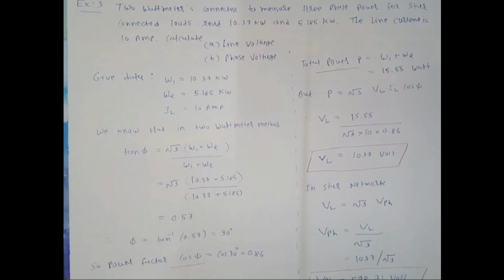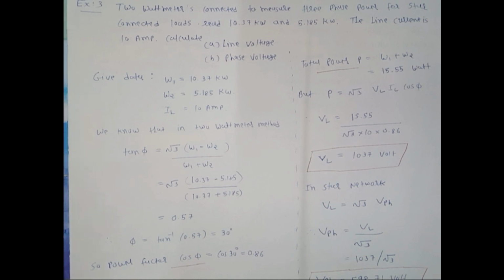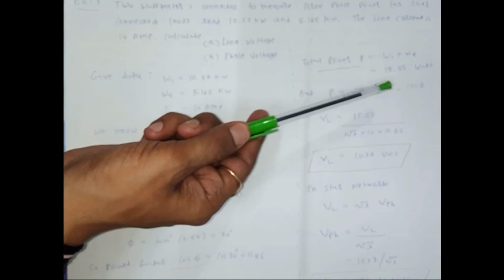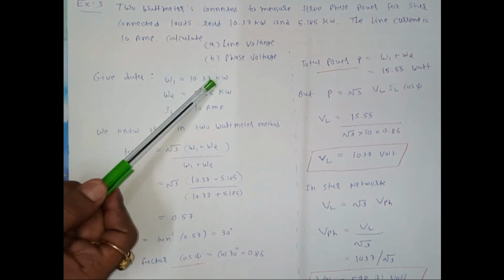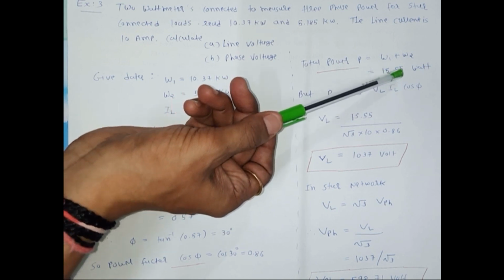Now we know the power factor is cos phi. What is cos phi? Cos phi equals cos 30, and cos 30 equals 0.86. Now we know that in the 2 wattmeter method, total power is nothing but the addition of the two readings of the 2 wattmeters W1 and W2. So total power P equals W1 plus W2 equals 10.37 plus 5.185 equals 15.55.